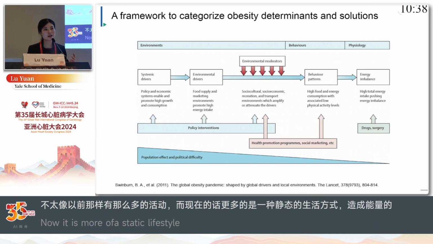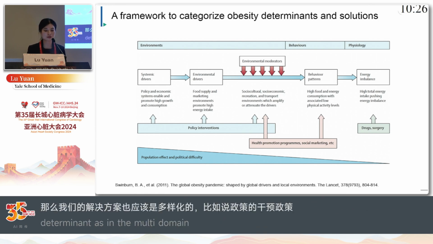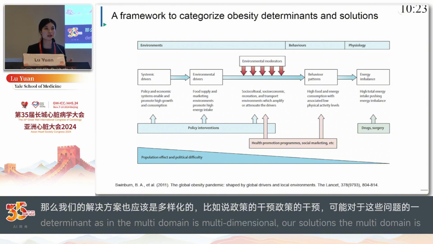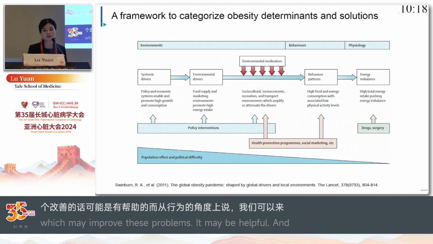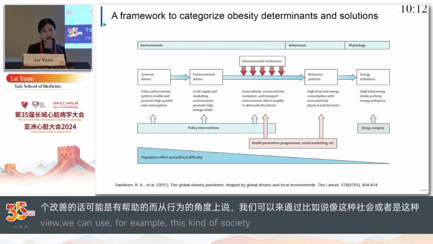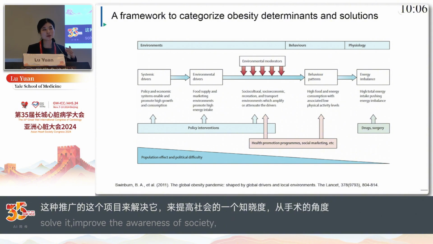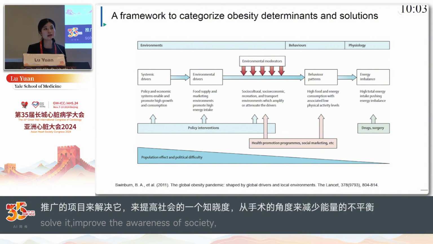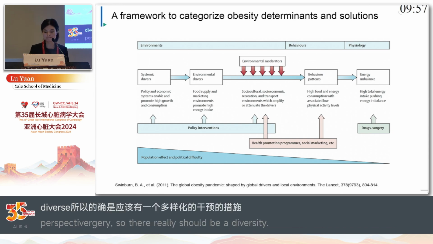So because the determinants are in multiple domains and multiple levels, that means our solutions also need to be diverse. For example, policy intervention may be helpful to address those systematic and environmental drivers. And for behavioral drivers, there may be a need for health promotion programs, food marketing, and social marketing programs. And for energy imbalance, we may need innovative drugs and surgery, bariatric surgery, for example, to deal with that imbalance. So this framework really highlights there's a demand for diverse interventions to address the increasing global crisis in obesity.